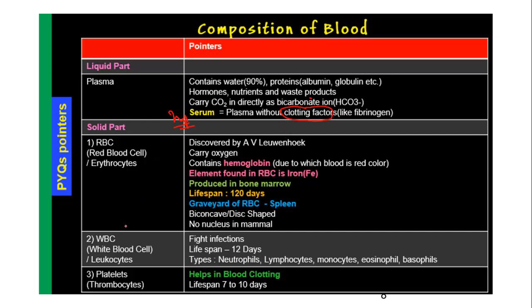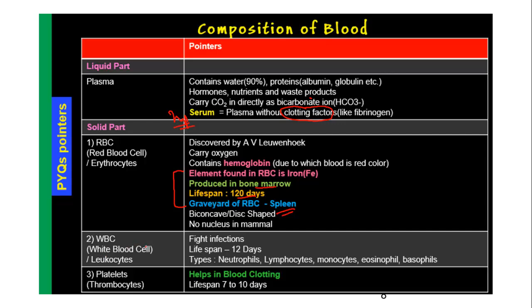And the solid part: RBC, WBC, platelets. You should know the biological names also: erythrocytes, leukocytes and thrombocytes. Out of these, RBC is very important. You should know that RBC contains hemoglobin, due to which the blood color is red, and RBC carries the oxygen, and they are produced in bone marrow. Their lifespan is 120 days, and the graveyard for RBC is the spleen. So these pointers are very important. They are regularly asked in the exam.